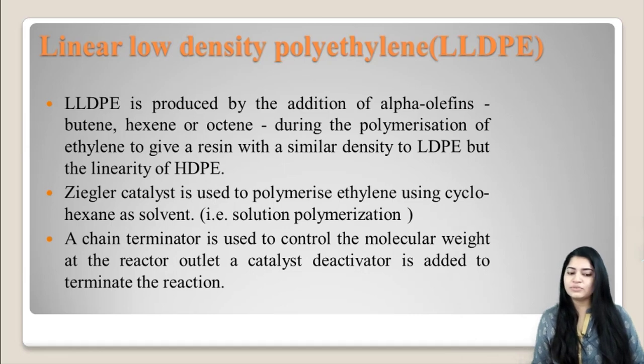The catalyst used here is what? Ziegler-Natta catalyst. Now here, as this process is carried out using the solution polymerization method, you are using cyclohexane as your solvent, right? Now another thing which is added here is a chain terminator, which controls the molecular weight of your reaction product, of your polythene. It stops the reaction when your desired molecular weight compound is obtained, right?